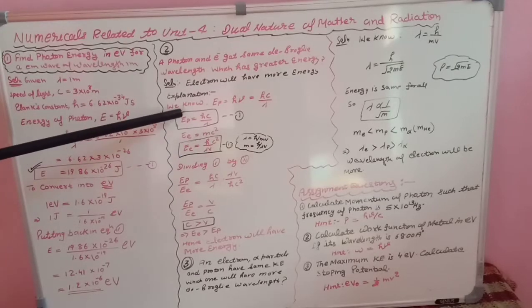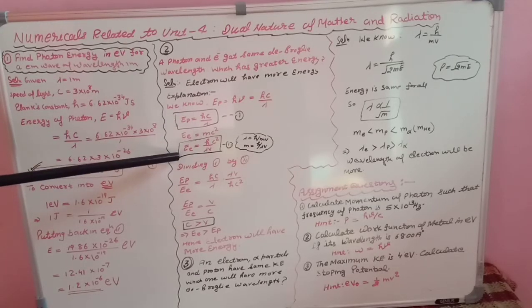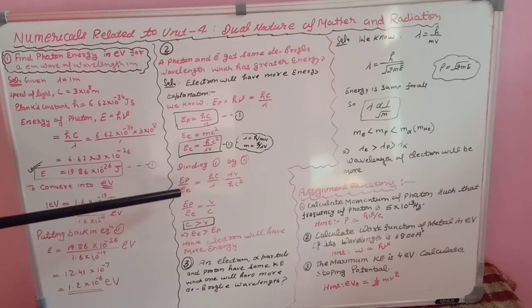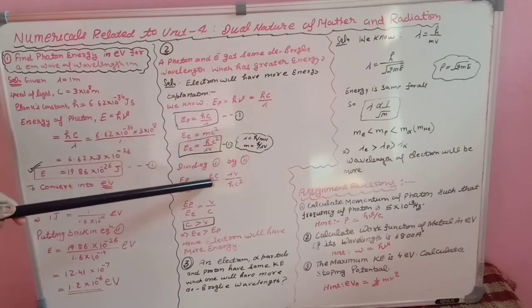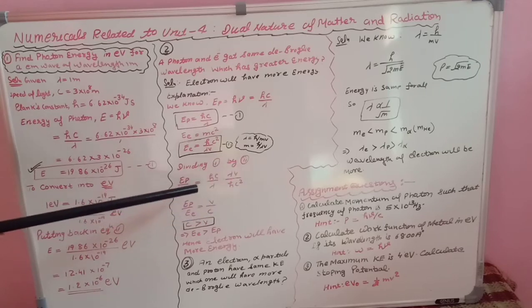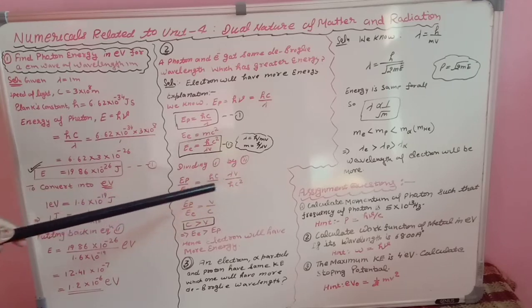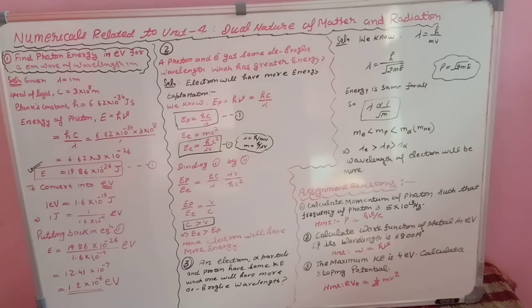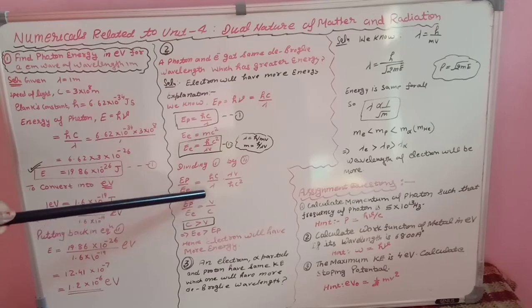Okay, now this is energy of photon, this is energy of electron. Divide both, EP upon EE, the value of EP divided by the value of EE. So cancel the terms: c and c will cancel out, h and h will cancel out, lambda and lambda will cancel out. Very simple cancellation. Then you will get EP upon EE is equal to v upon c.